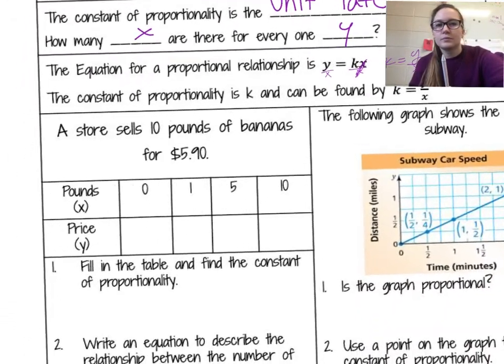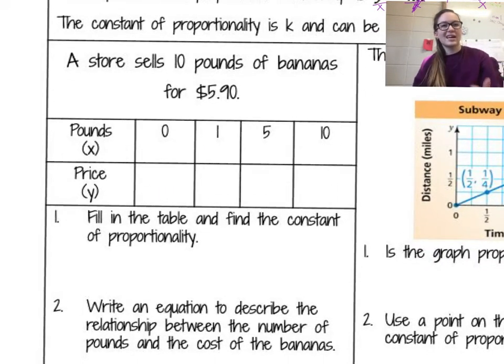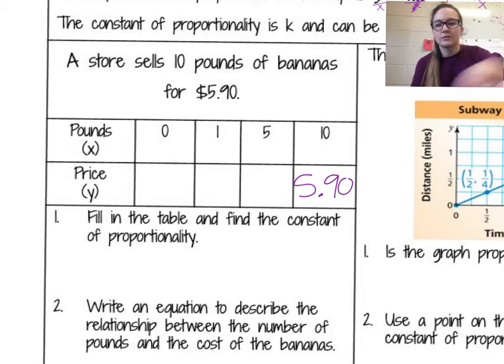Okay, so we're going to use this half first. A store sells 10 pounds of bananas for $5.90. So I'm going to fill out this table. This row is the number of pounds of bananas you're buying. Down here is the price per pound, okay? So it's $5.90 for 10 pounds. Okay, let me get my calculator. Here we go.